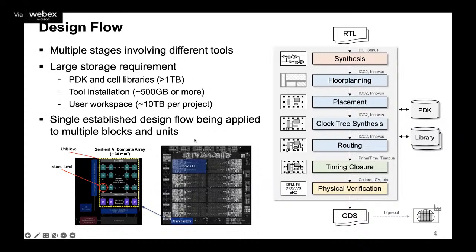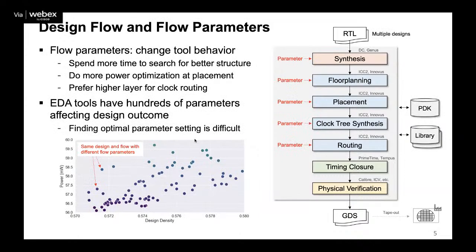I'll come back to this slide one more time in a later slide. So here again is a single established design flow that can be applied to multiple macro designs. Different designs might have different objectives and constraints. For example, for some designs, timing optimization or higher performance is more important, while for others, power reduction is more important. To satisfy such different objectives and constraints, design tools typically have several flow parameters, also known as knobs, which change the tool behaviors.